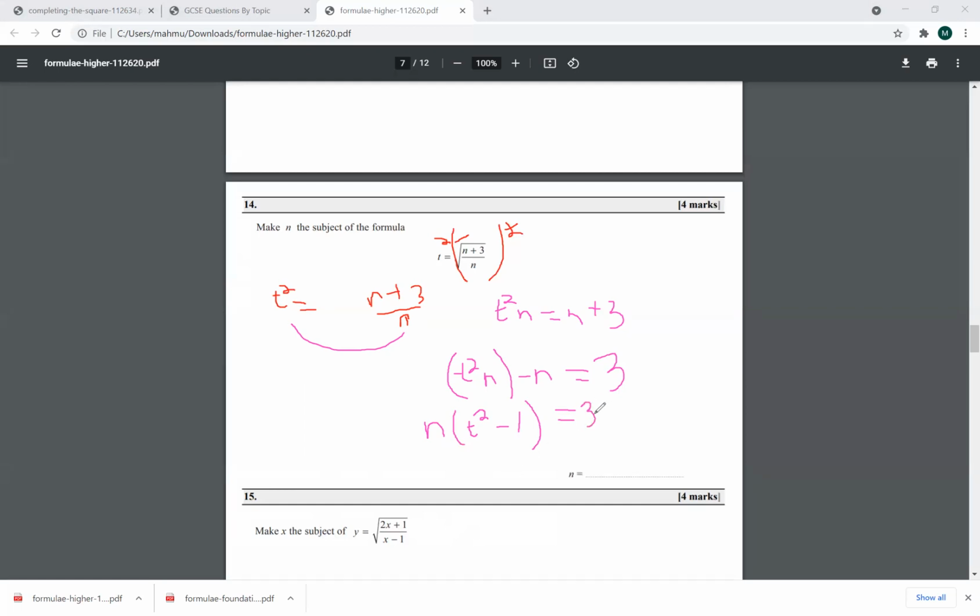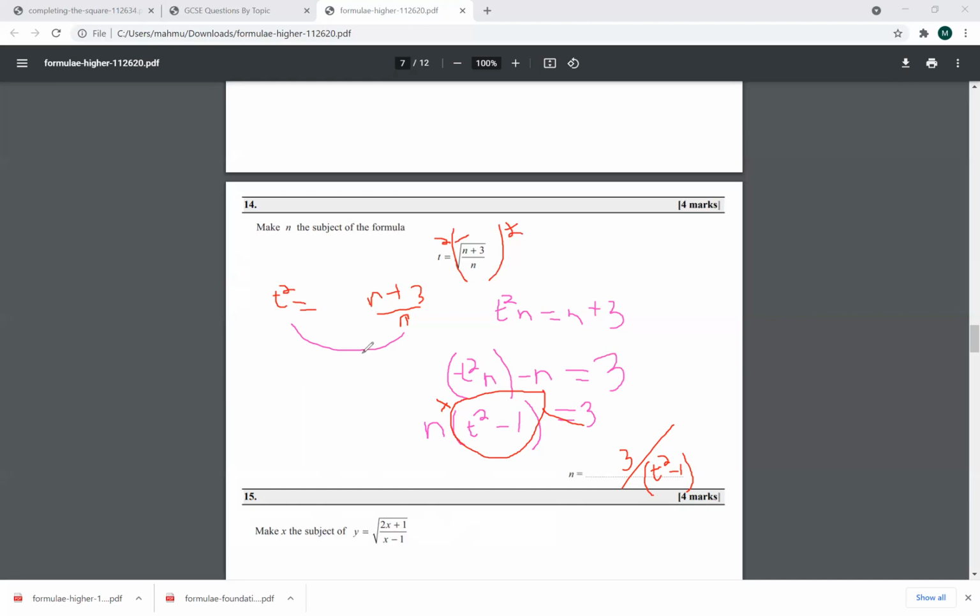Now all I do is keep the 3 on this side and take all this to the other side. So what does it become? My n now becomes 3. What happens to all this if I take it to the other side? Remember there's times there. So what happens to the times? It divides. So it becomes t squared minus 1 on the bottom. And I'll just put that in a bracket. So make sure the bracket stays, so they understand this is all one equation. So 3 over (t squared minus 1) equals n. That's it.